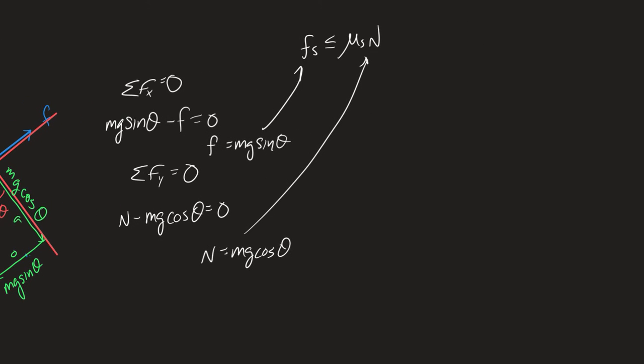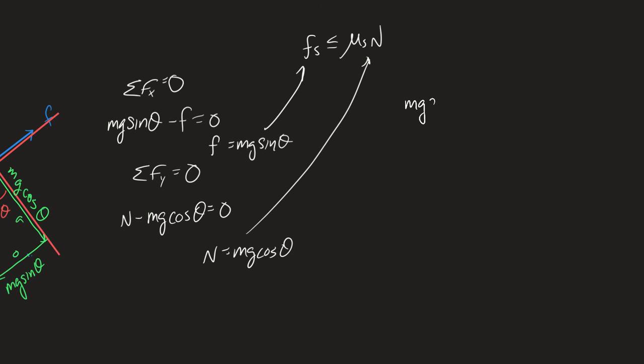So that when I do, I get mg sine theta must be less than or equal to mu s mg cosine theta. Well, now I've got something I could probably use. I know you can plug in your numbers, but I don't care about the numbers. I do know that mg is non-zero, so I can divide both sides by mg. And I can also divide both sides by cosine theta as long as cosine is non-zero, which means I can't make the bank angle 90 degrees.